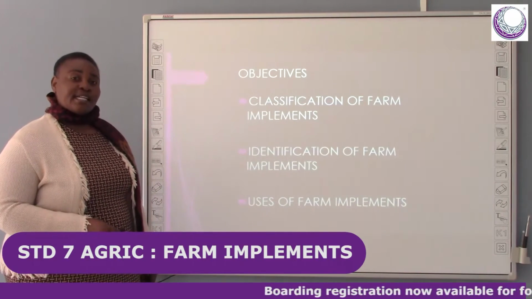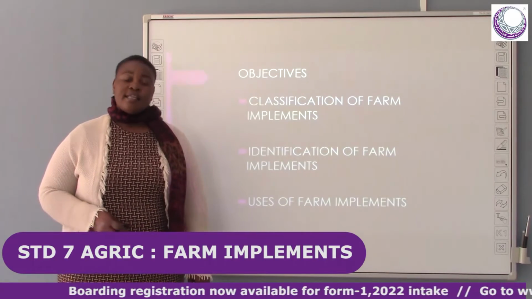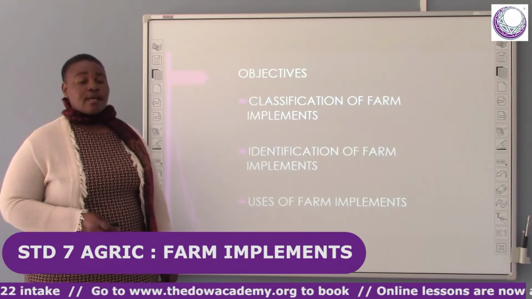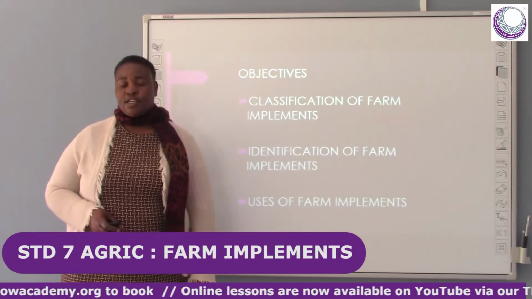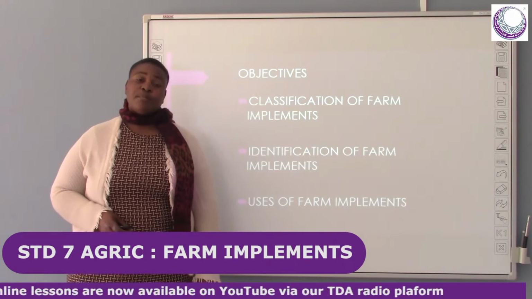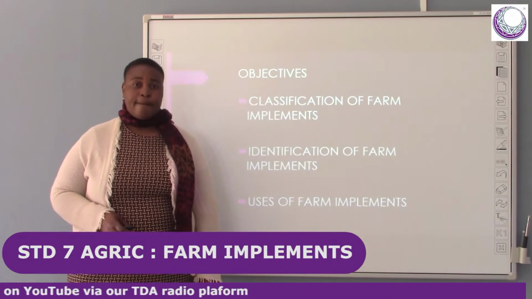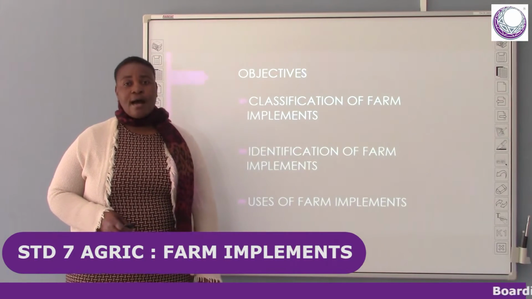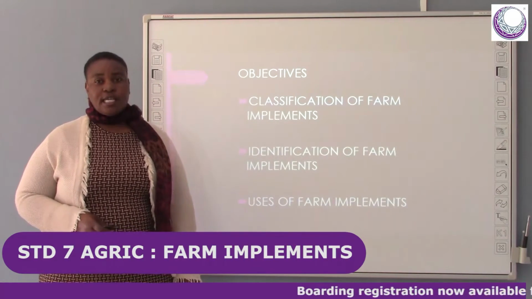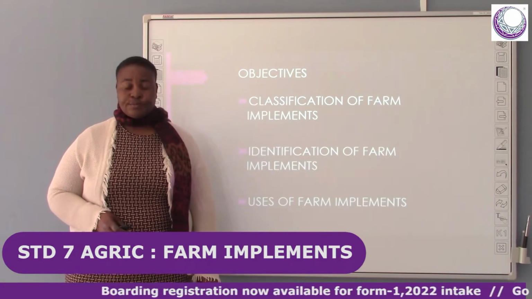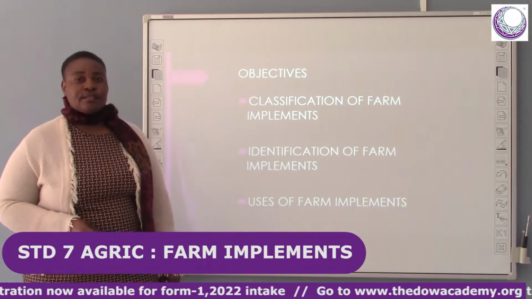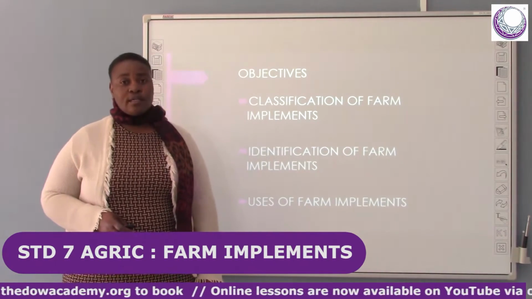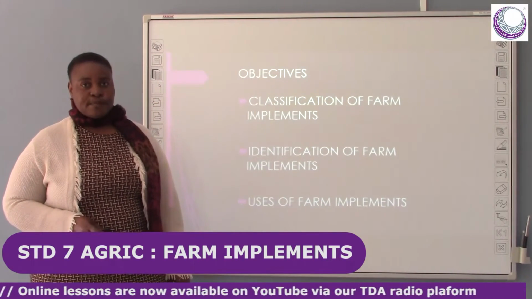Then, immediately after clearing, the land is prepared for growing crops using a process known as tillage. Tillage simply means cultivation. We have got two types of tillage. These are primary tillage and secondary tillage. What do we mean by primary tillage? Primary tillage is the initial breaking up of the soil and turning it over.